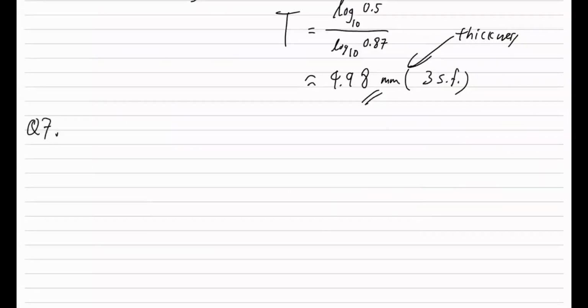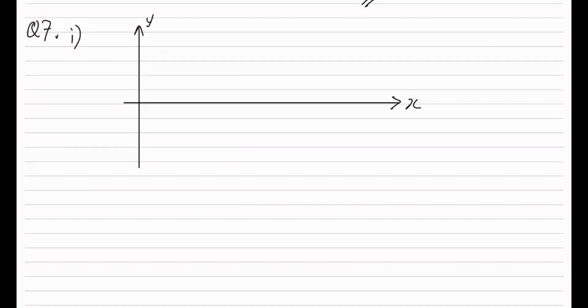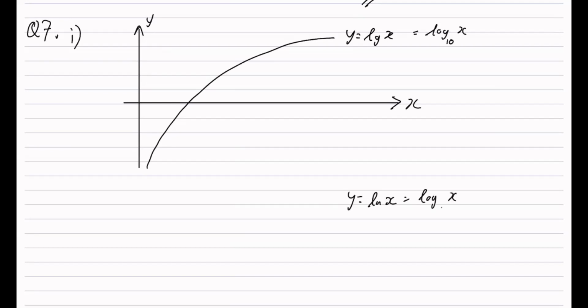We have, on the same axis, sketch the graph of y equals lg x and ln x. Try to be a bit more accurate here. Let's say this is y equals lg x, log x base 10. Then you have the other one, y equals ln of x, which is log x base e. They will both pass through (1, 0). But for ln, because it's base e, base e is smaller than base 10. So what does it mean? Which will decrease slower?